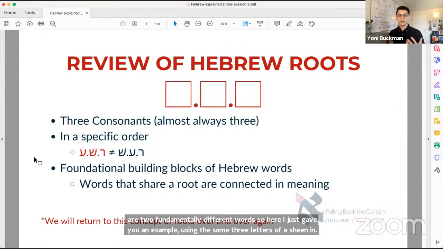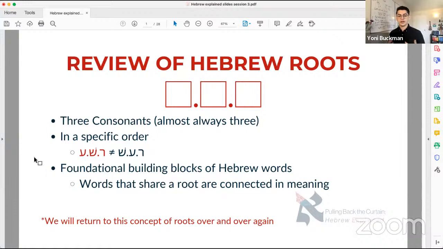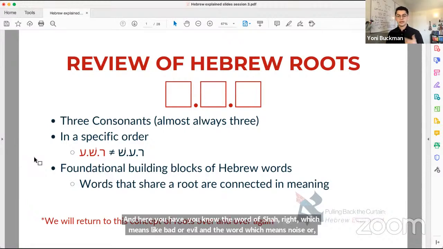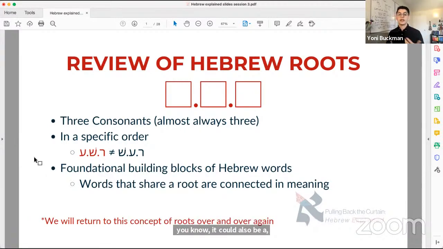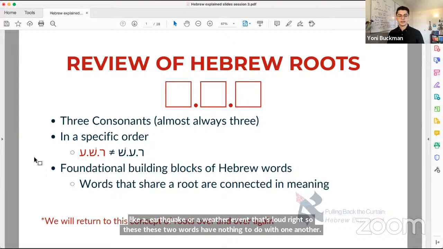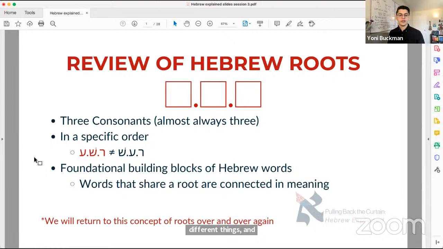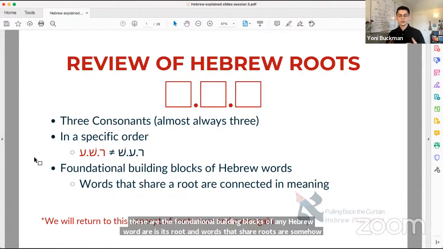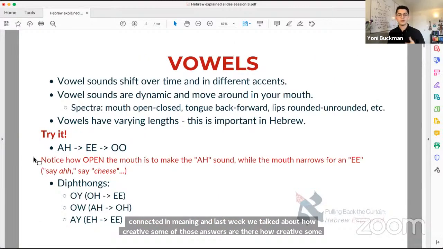And the foundational building block of any Hebrew word is its root. And words that share roots are somehow connected in meaning. And last week we talked about how creative some of those words get when you build those connections. So the concept of roots is very important, and we are going to touch on that over the next few weeks. We're not going to devote an entire session to roots, but they're going to appear. So now I want to move on to vowels.